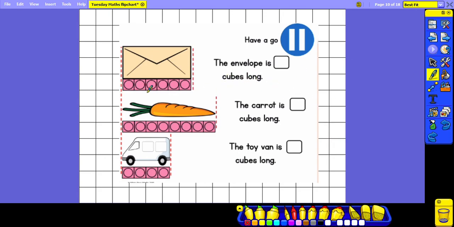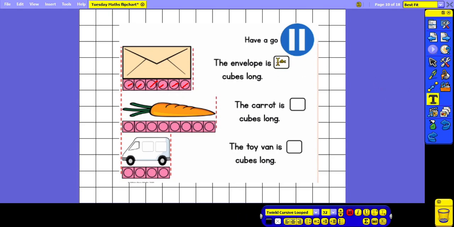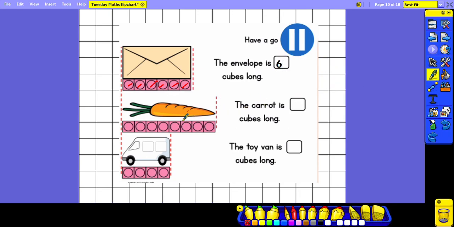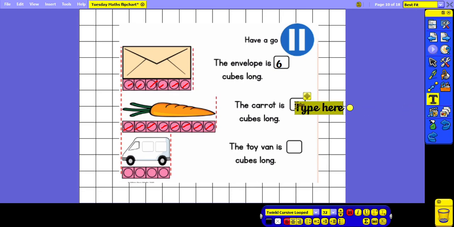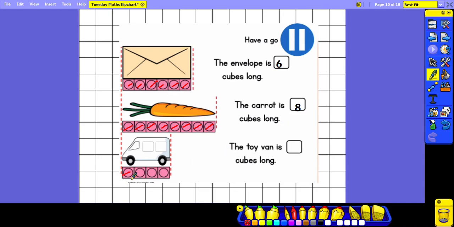Okay, so the envelope is 1, 2, 3, 4, 5, 6 cubes long. The carrot is 1, 2, 3, 4, 5, 6, 7, 8 cubes long. And the toy van is 1, 2, 3, 4.